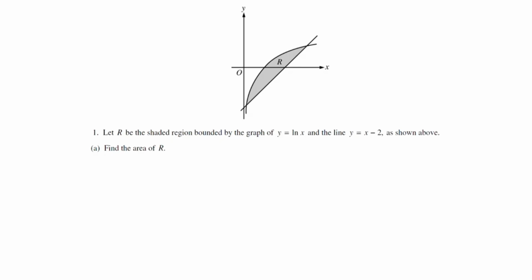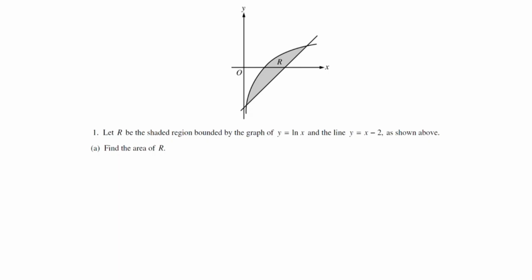All right, this is question number 1 from the 2006 AP Calculus AB exam. It's an area and volume FRQ. And what we're looking at here is the function y equals ln of x and the line y equals x minus 2, and we want to find the area of the region between them. This is a calculator question, so all we have to do is figure out where they intersect, and then we will just integrate the upper function minus the lower function from the intersection points.